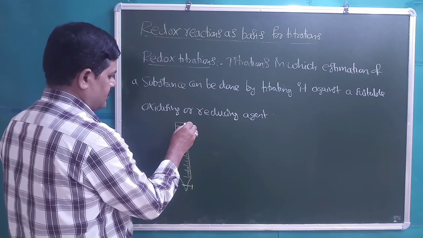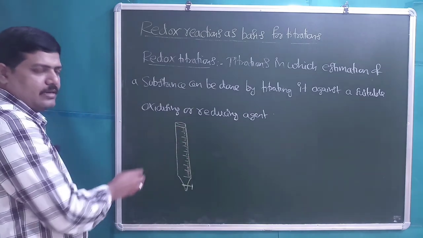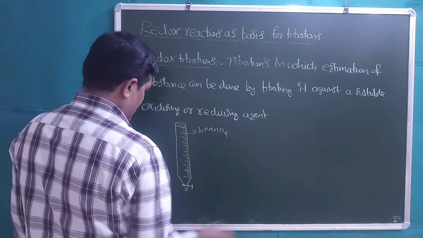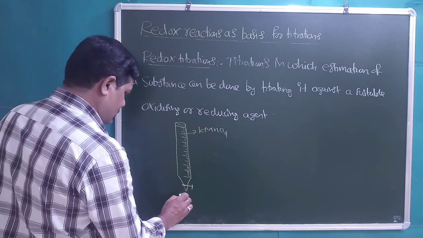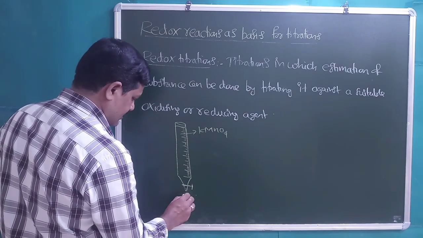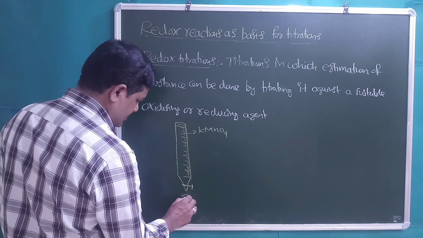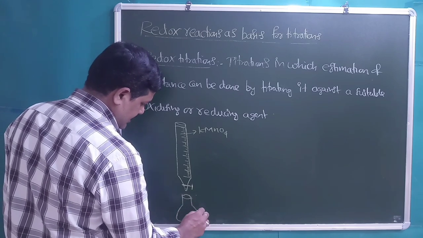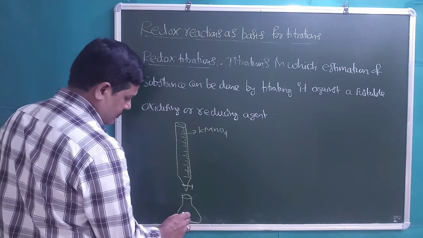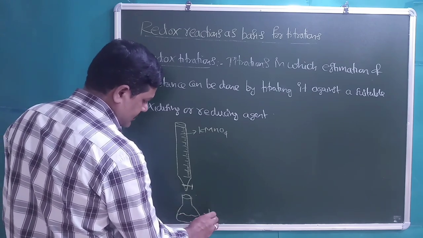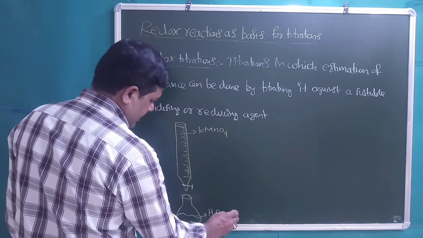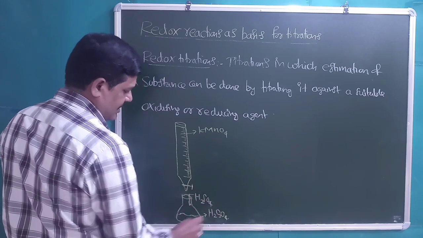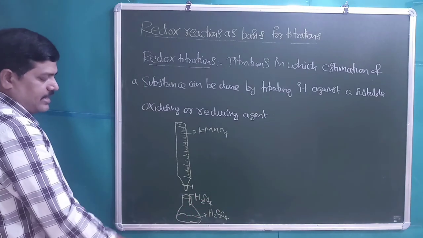The burette is completely filled up to the mark with KMnO4, potassium permanganate. Then whatever H2C2O4, oxalic acid, we want to estimate, that is to be taken in the conical flask. A known volume of H2C2O4 is taken, and this is made acidic by adding a small amount of sulfuric acid.